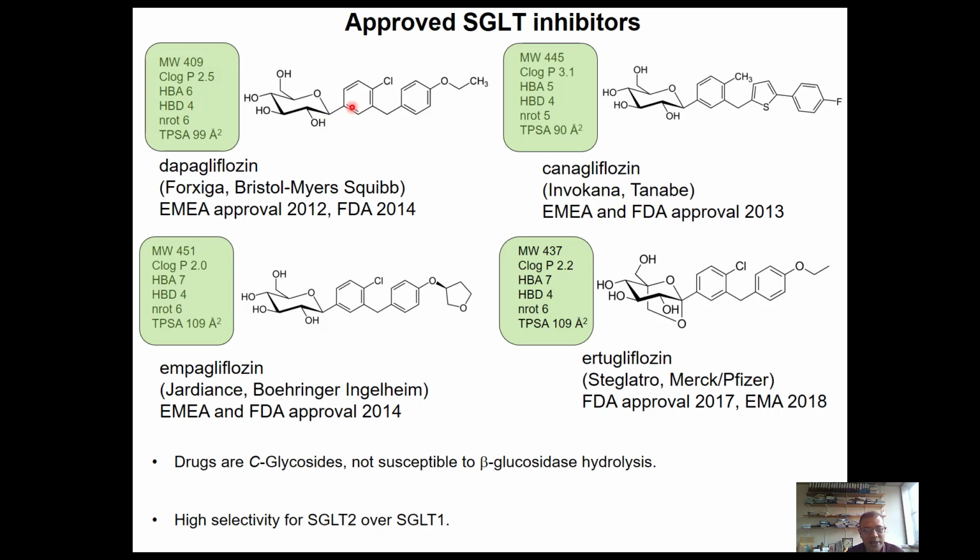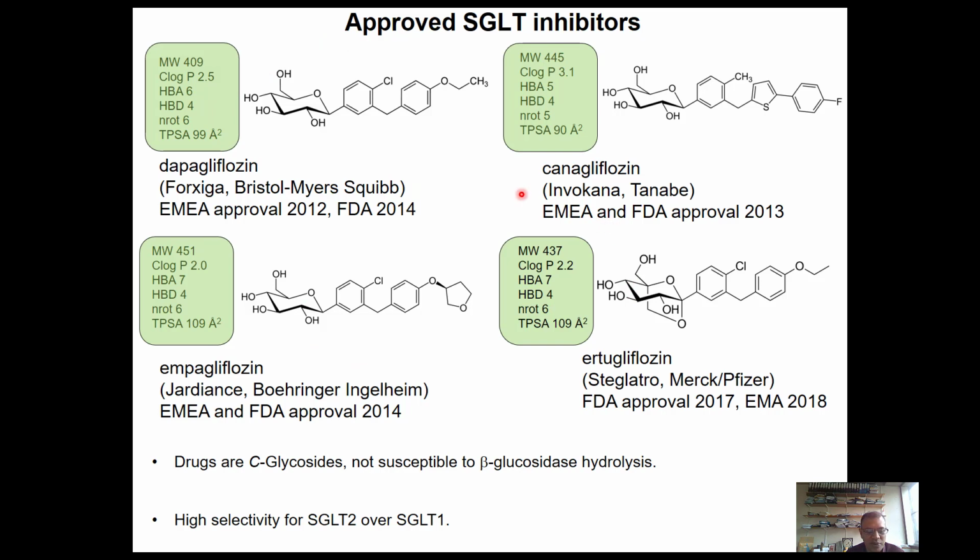And these C-glycosides are now stable, so they contain a glucose at one end to provide binding interactions and recognition by the glucose co-transporter. And over here they have an aromatic group that again provides binding, but they remain stable since they lack the O-glycoside. And at the moment there are 4 examples of this class from different companies that are approved.